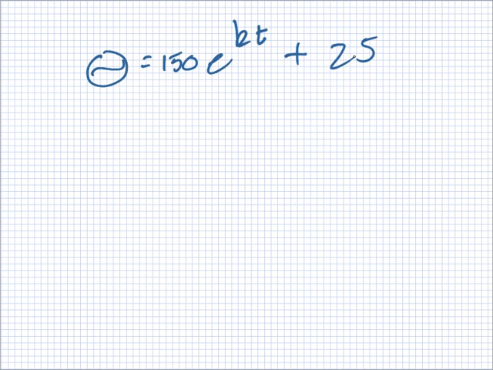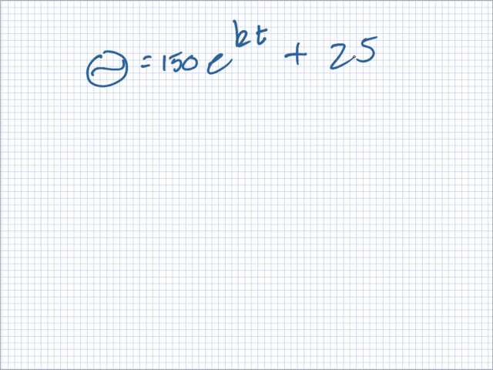So let's just write that down. The temperature equals 150 e^(-kt) plus 25. Okay, good. And state the temperature of the kiln when it is switched off. Oh, okay. So, in other words, they want to know the temperature when the oven is switched off. In other words, they want to know the temperature at the beginning.